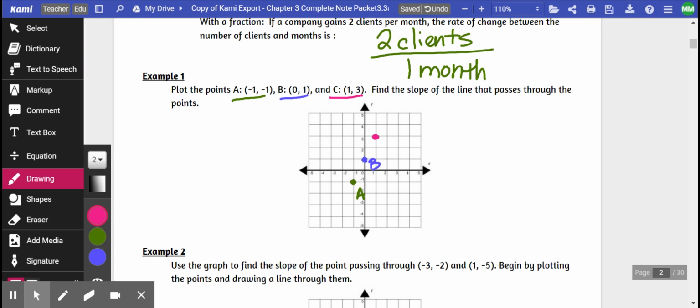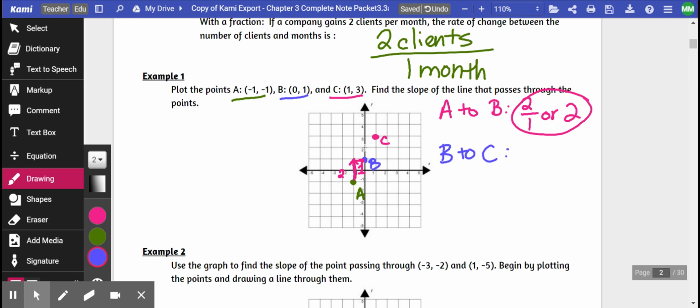So let's go ahead and test it first from A, oh, and this one is C, let me label that, A to B. So when we look at A to B, we're first going to find the rise. So the rise is 2, the run is 1. Because you're going to think of the vertical change over the horizontal change. So we end up with 2 over 1, or 2. Let's next look at B to C. To go from B to C, we would have a rise of 2 and a run of 1.